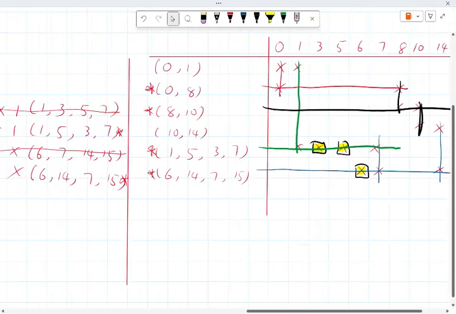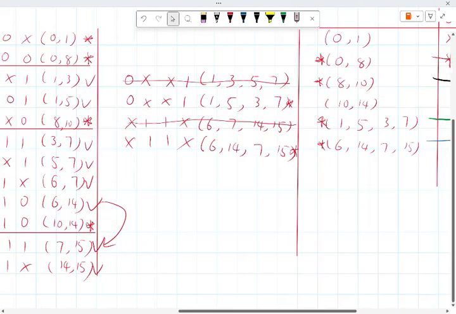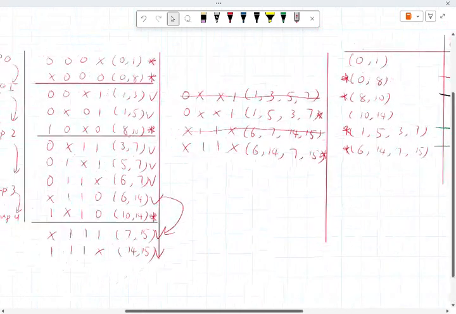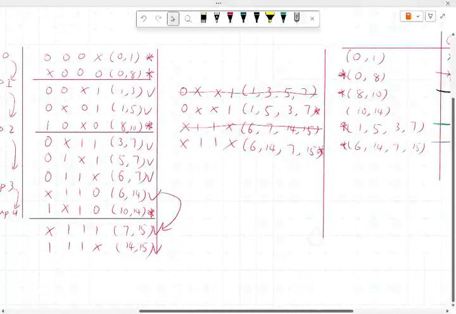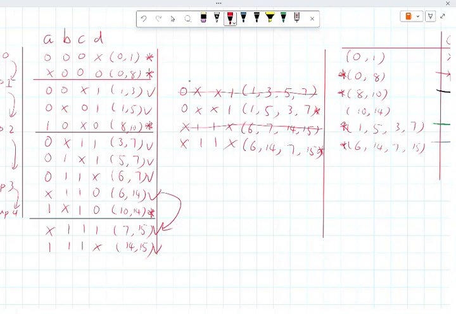All right, so we need to go back to build our final product for f. It's too big. Let me shrink a little bit. So remember, this is A, B, C, D. This is A, B, C, D. If there's an X, that means it's not being used. 0 and 8, that's this line. And 8 and 10, that's this line. And this is not included. 1, 5, 3, 7 is this one. And the last one is this one.